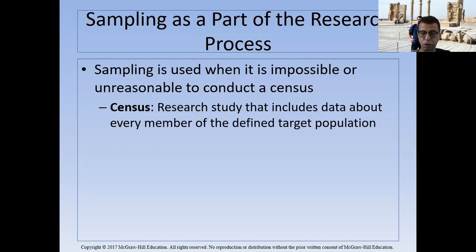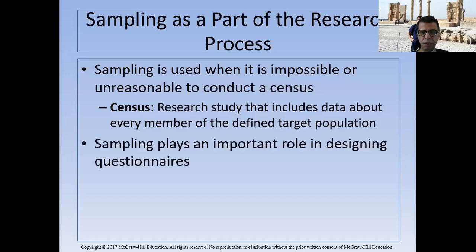So we try to pick some of the population, hoping these represent the whole of India. Or if we are trying to export a product to the middle class in India, say around 300 million, we're not going to ask all 300 million. We hope we take a few people who represent the whole middle class. Sampling plays an important role in designing questionnaires.